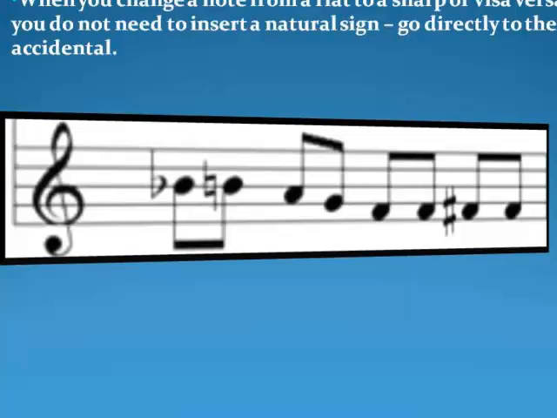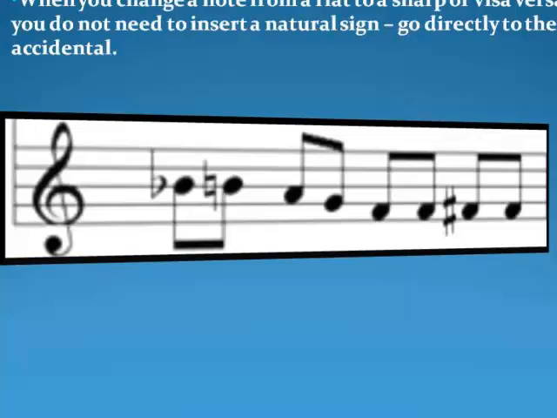The A, G, F, and F are as written. The second last F is F sharp. Again, notice the accidental is written before the note. Those last two Fs are sharp.